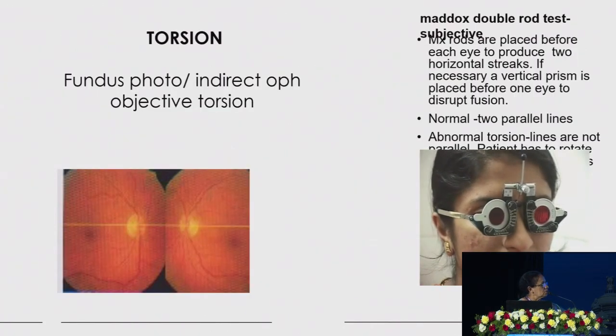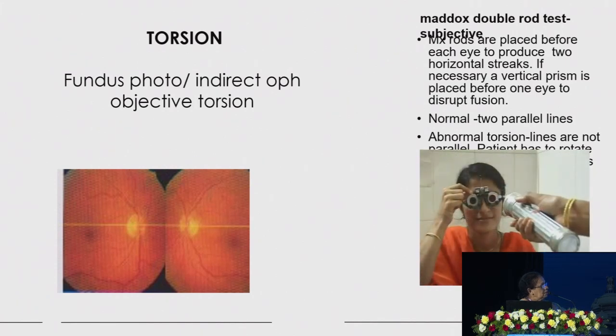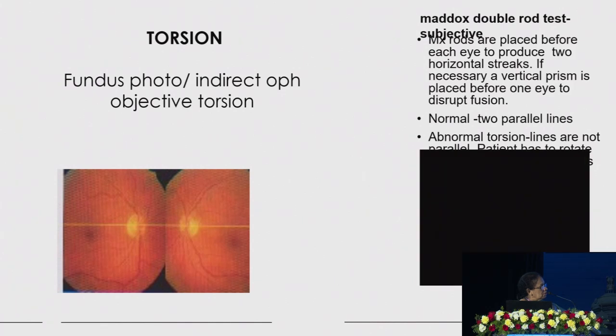And to assess the torsion, we have two methods. One is the Maddox double rod test, like this. You put the two Maddox rods, show the slit, and see whether there is a separation. Or you can have an objective measurement by looking at the fundus, either by the indirect ophthalmoscopy or the fundus picture. You will look at the position of the fovea in relation to the disc. Usually the fovea is situated in the lower part. If you draw a line from the center of the disc, the fovea will be situated in the lower part. Here it is much down. That means there is an extorsion.